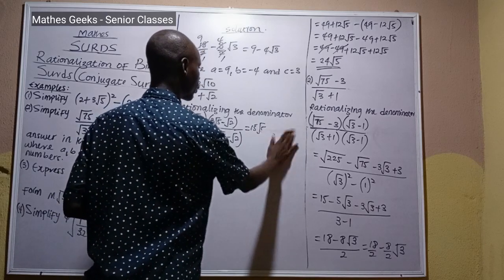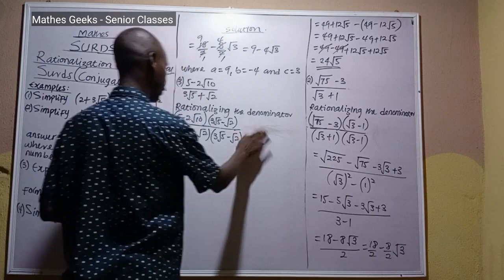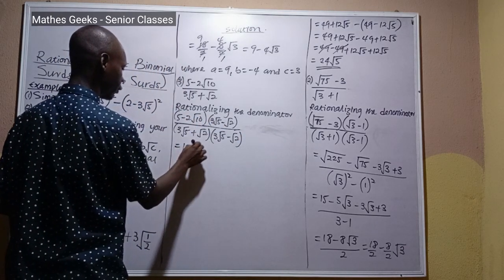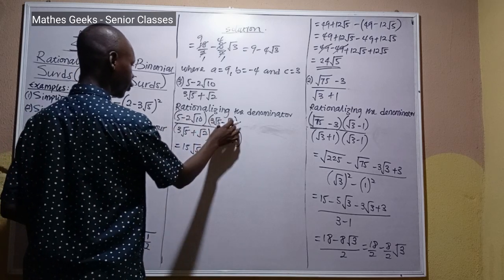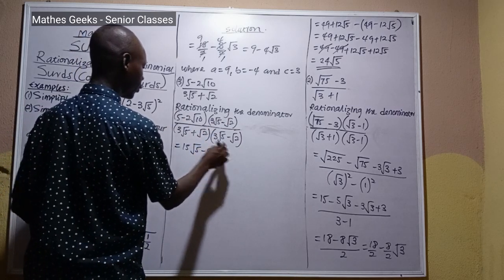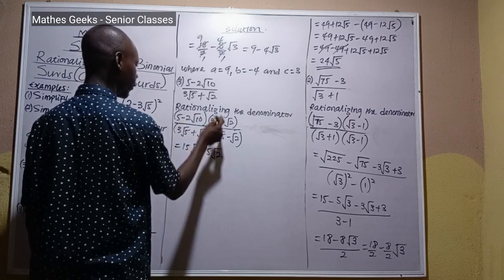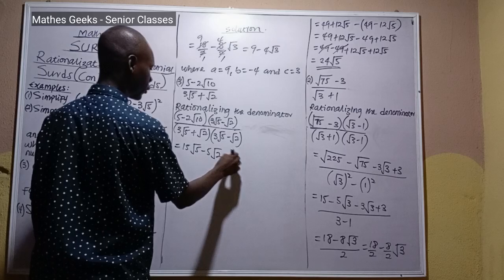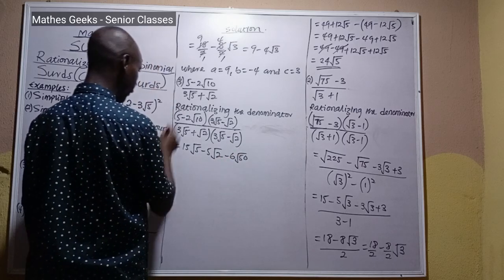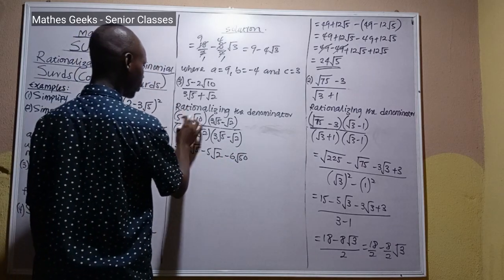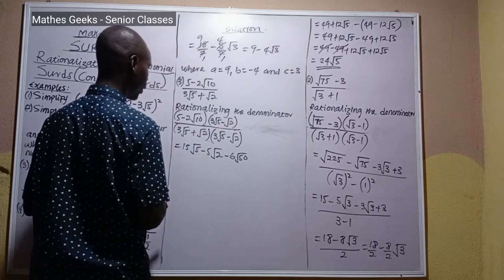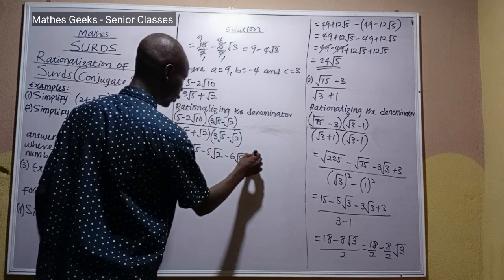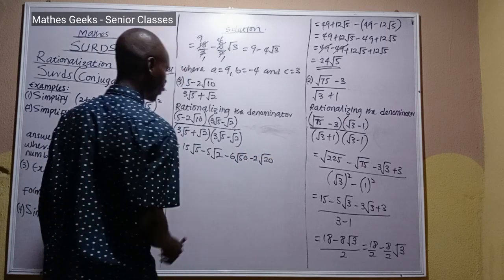Okay, here is too small to contain, let me write it here. 5 times 3 root 5 is 15 root 5. 5 times minus root 2 will give us minus 5 root 2. Minus 2 root 10 times 3 root 5 will give us minus 2 times 3, which is minus 6 root 50. And then minus 2 root 10 times minus root 2 will give us minus 2 root 20.